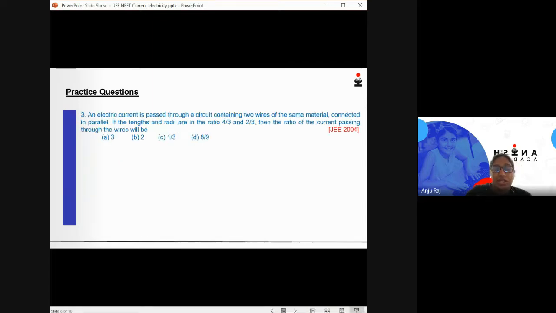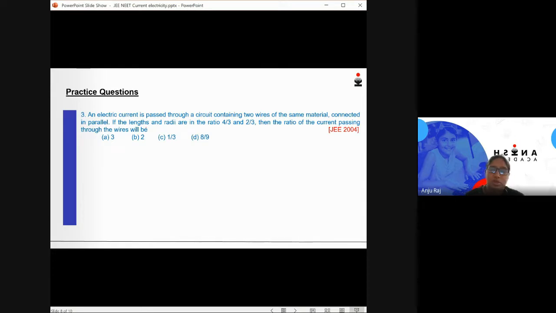Next is a JEE question. This was asked in the year 2004. So let's see. An electric current is passing through a circuit containing two wires of same material connected in parallel. If the length and radii are in the ratio 4 by 3 and 2 by 3, then the ratio of current passing through the wires will be.